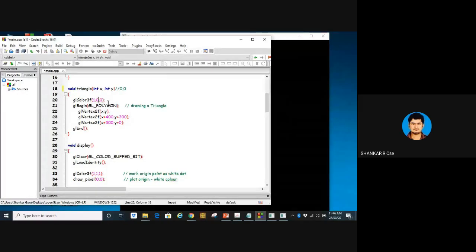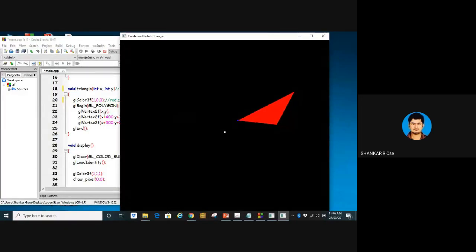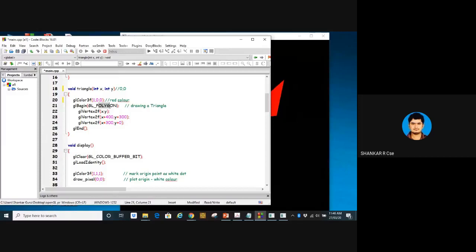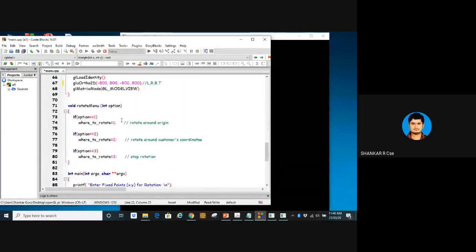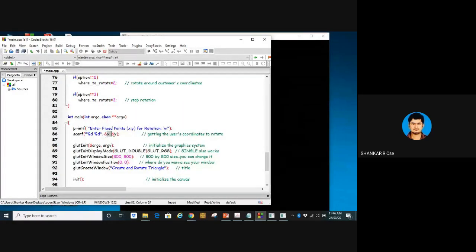Color 3F, what is this? RGB, that is a red color pixel. Triangle is nothing but a polygon. You might as well write GL underscore triangle as well. Since I wanted a filled one, I thought I'll write polygon. Vertex 2F of x comma y. Now comes the interesting stuff. X comma y is this. Let us say you have given 100 comma 100. So this is your x comma y.